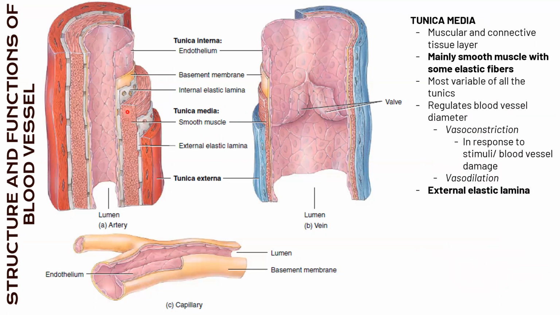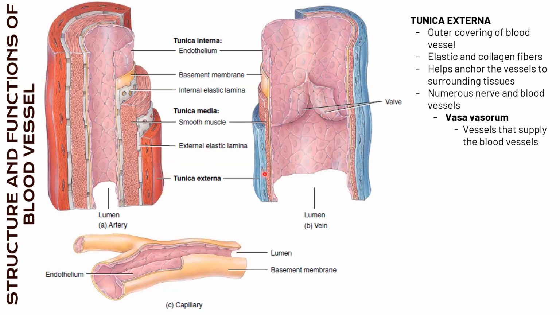Next is your tunica media. Muscular and connective tissue layer. Mainly smooth muscle with some elastic fibers, the most variable of all the tunics. It regulates blood vessel diameter for vasoconstriction and vasodilation. Decrease in the diameter is vasoconstriction, increase in the diameter is vasodilation, and it has an external elastic lamina. Internal elastic and external elastic lamina for arteries.